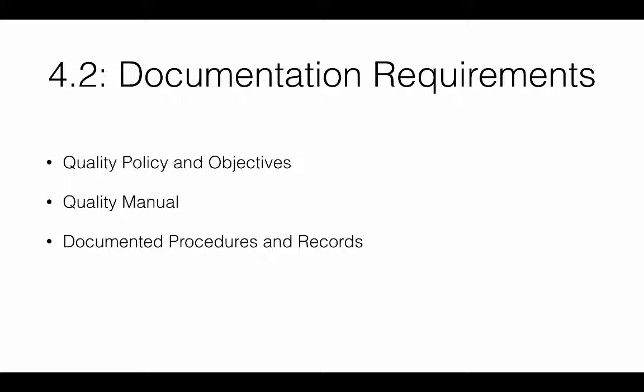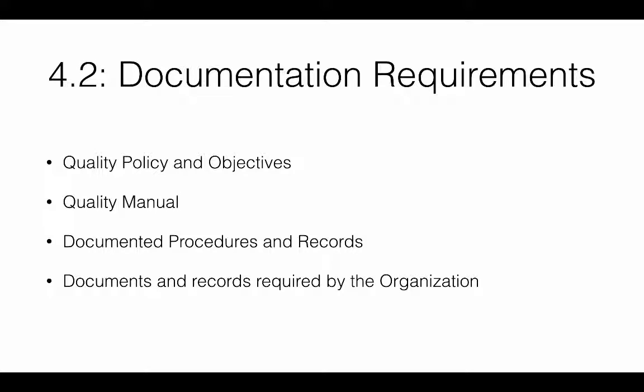ISO 9001 places a strong emphasis on documentation requirements when it comes to establishing and maintaining a quality management system. An organization must establish and document a quality policy and objectives to show its commitment to the processes and system it has put in place. A quality manual, documented procedures and records that are required by the ISO 9001 standard, and documents and records that are required by the organization for effective planning, operation, and control of the system.